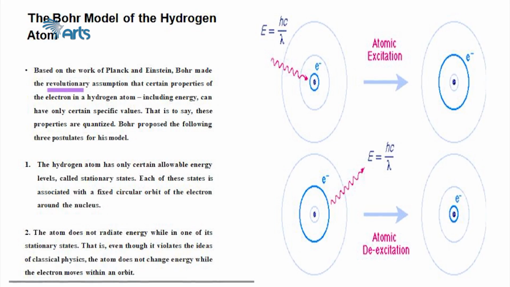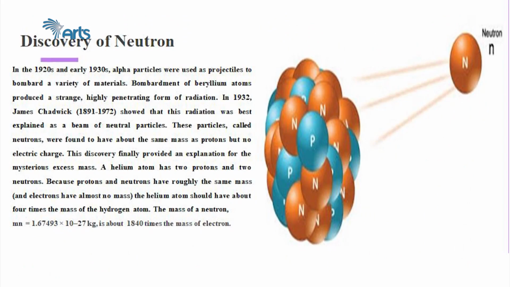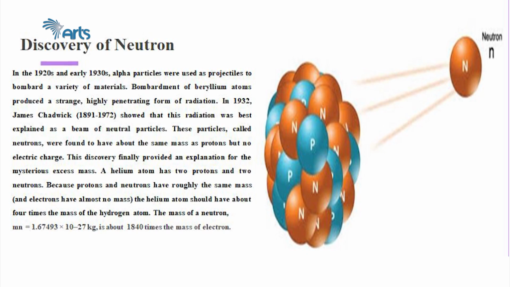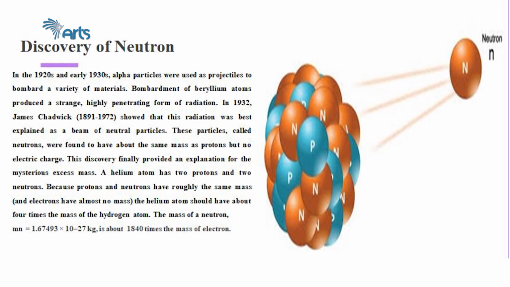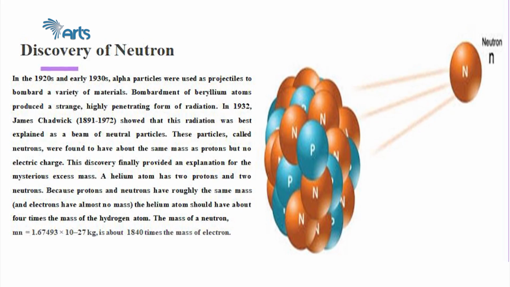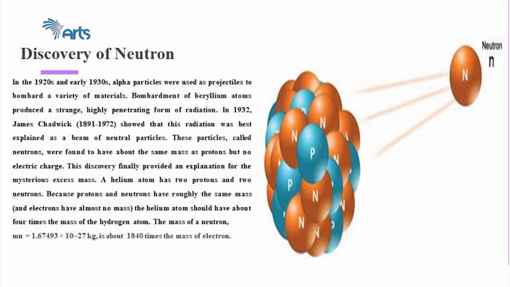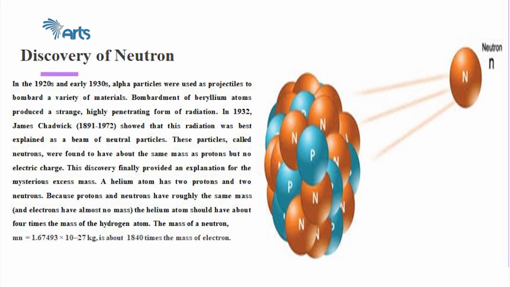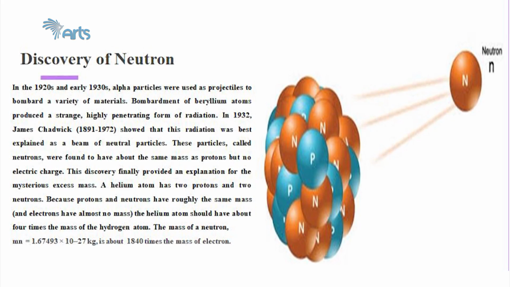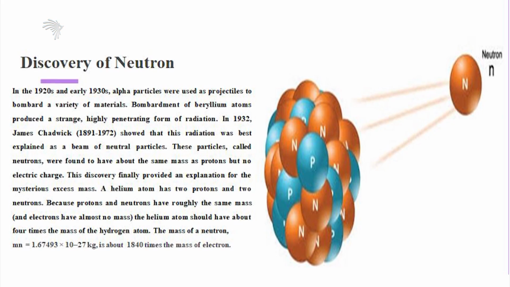Now let's see some other important things, that is, the discovery of neutrons. In the 1920s and early 1930s, alpha particles were used as projectiles to bombard a variety of materials. Bombardment of beryllium atoms produced a strange, highly penetrating form of radiation. In 1932, James Chadwick showed that this radiation was best explained as a beam of neutral particles.